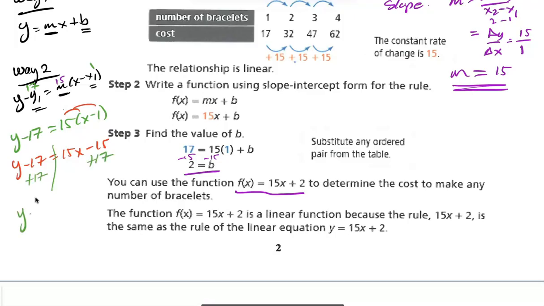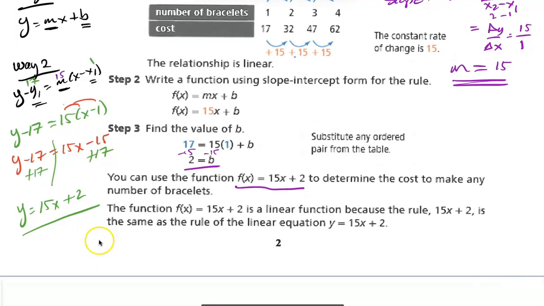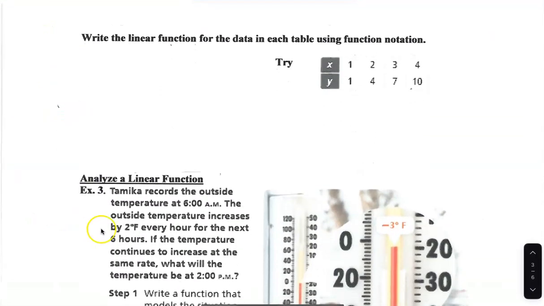So we get y equals 15x plus 2. Right, so two different ways of doing the same thing. You could do it in slope-intercept form and find the b yourself, or you could do it in point slope form and then rewrite it. Okay, let's try one ourselves.